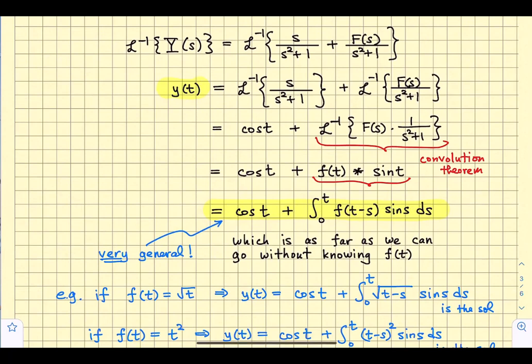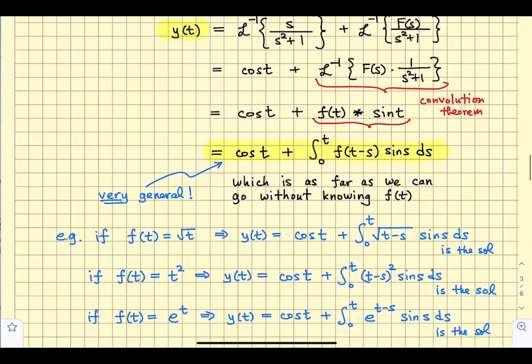So if you wanted to try 50 different forcing functions, at least you don't have to go through all of this 50 different times. You can just plug in 50 different functions here, and it's a matter of just multiplying it by sine s, integrating it, and adding cosine t. And that's a pretty low overhead calculation, certainly if you were going to do this with a computer or calculator. So this is very, very general, and this is something we've not been able to accomplish up until now, where we could solve one of these unspecified forcing function problems when it was in fact unspecified. We always had to know what f was in order to use our other methods.